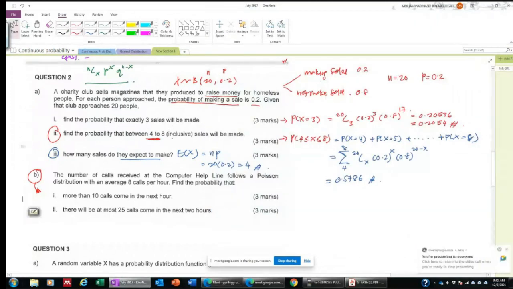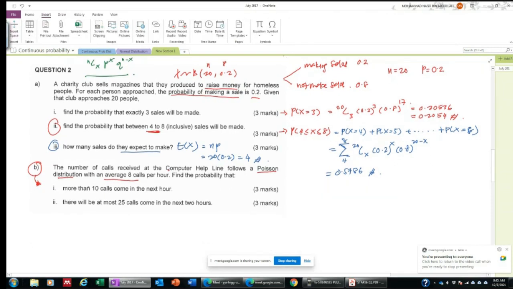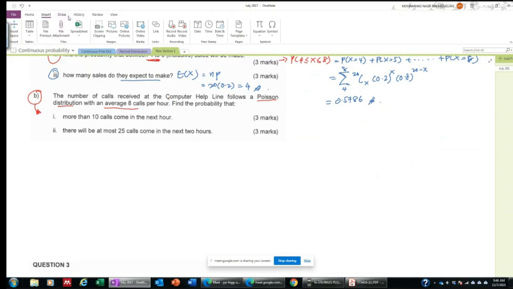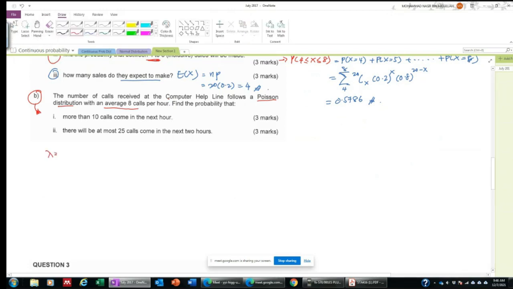Okay. So now, let's look at B. The number of calls received at the computer lab helpline follows a Poisson distribution with an average of 8 calls per hour. So let me put it over here. So we know that it has 8 calls per hour. So lambda will be 8 per hour. Right? So X is having a Poisson distribution with lambda equal to 8.